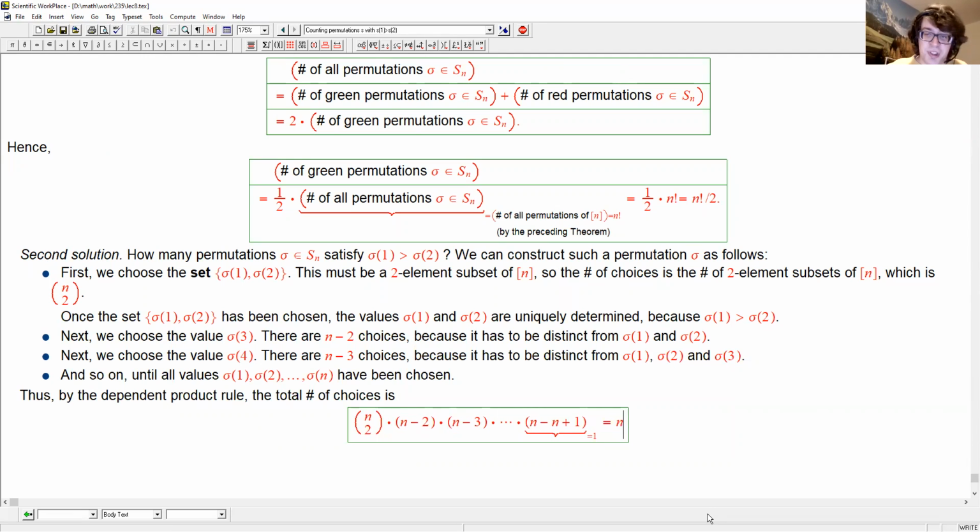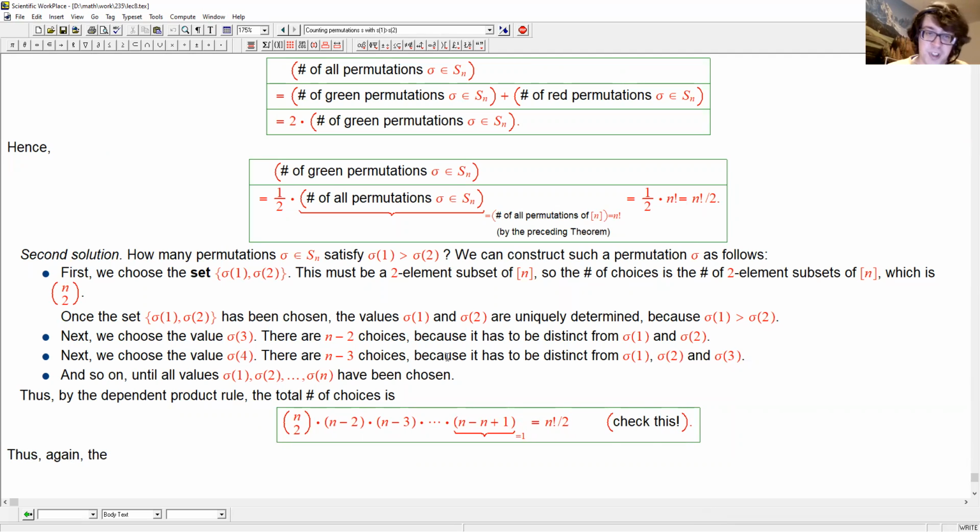And this, as you can easily see, is n factorial over 2. Check this. This is something that you can easily compute. And thus, again, we have found that the number of these permutations that satisfy sigma 1 bigger than sigma 2 is n factorial over 2. There are several similar problems. For example, you can replace this by sigma 1 bigger than sigma 2 bigger than sigma 3, and you will get n factorial over 6 instead.